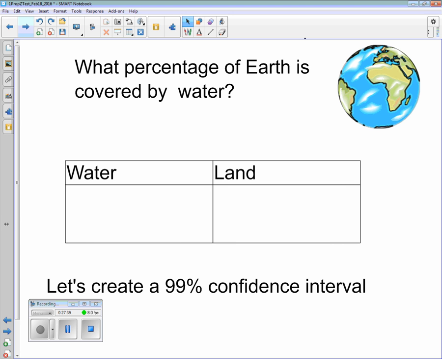What kinds of things, not mathematically, but just in general, might affect the actual percentage of water on Earth? Just think about real life examples. What would make it go up or make it go down? Okay, so global warming means that what's happening? The North Pole is going away, the glaciers are melting, which would increase the amount of water, right?